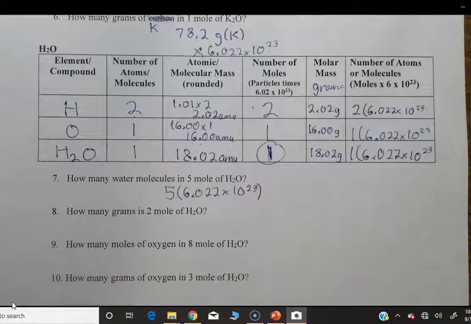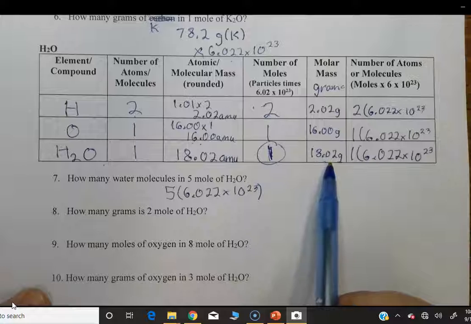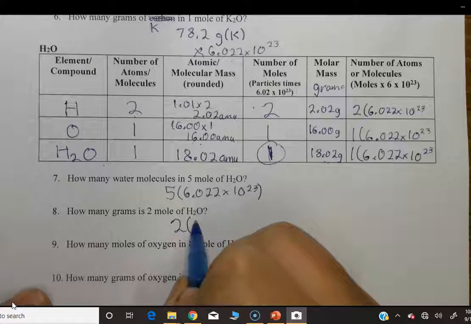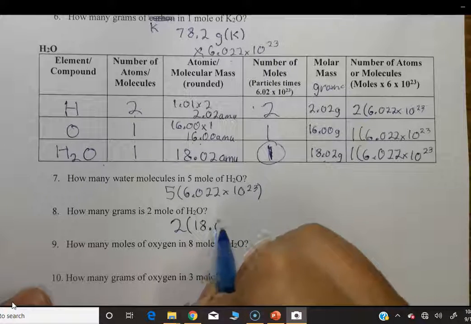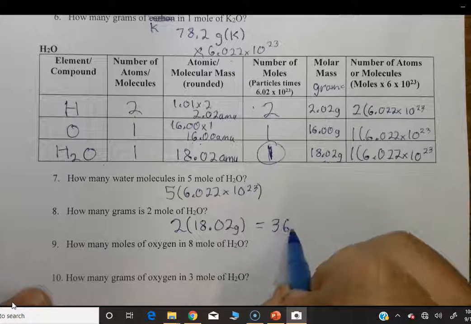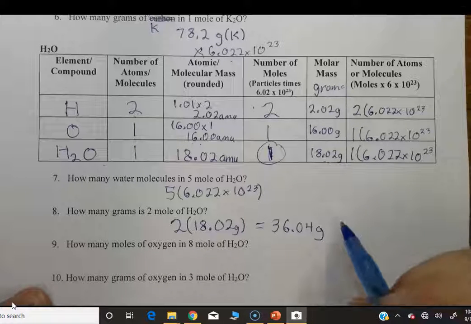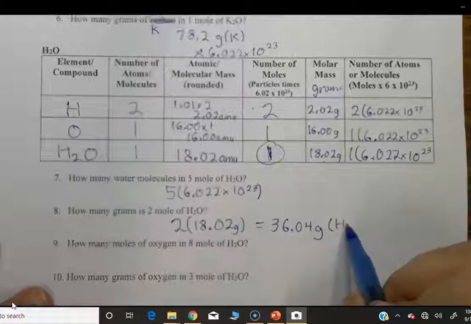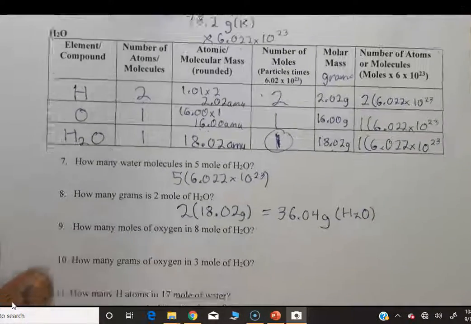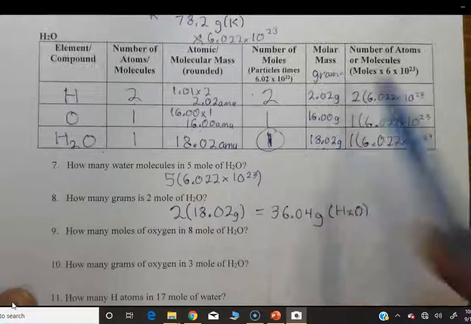I don't care if you do the math. That's not really that important. I want to be sure you understand the concept. Next, how many grams is 2 moles of H2O? Well, 1 mole of H2O is 18.02 grams, so 2 moles is 2 times 18.02 grams, and that's going to equal 36.04 grams of H2O for 2 moles. Okay, so see, it's just a matter of relating to 1 mole these numbers, so if you multiply this, you multiply these.